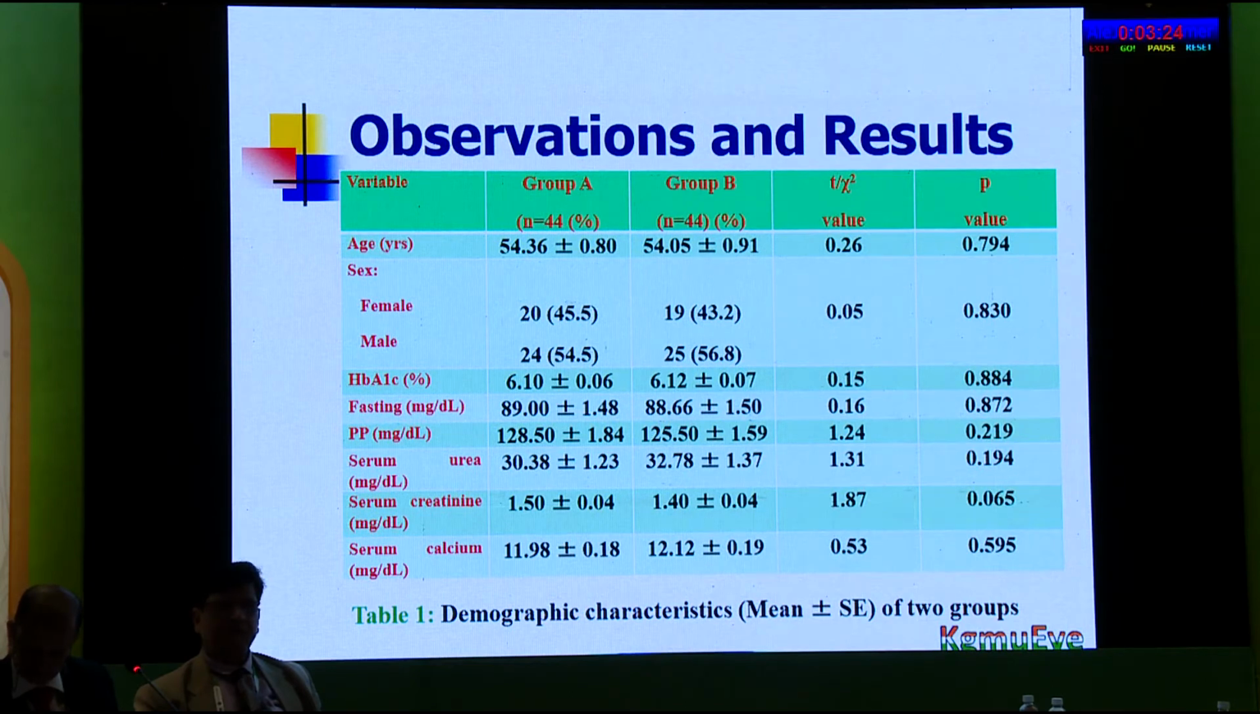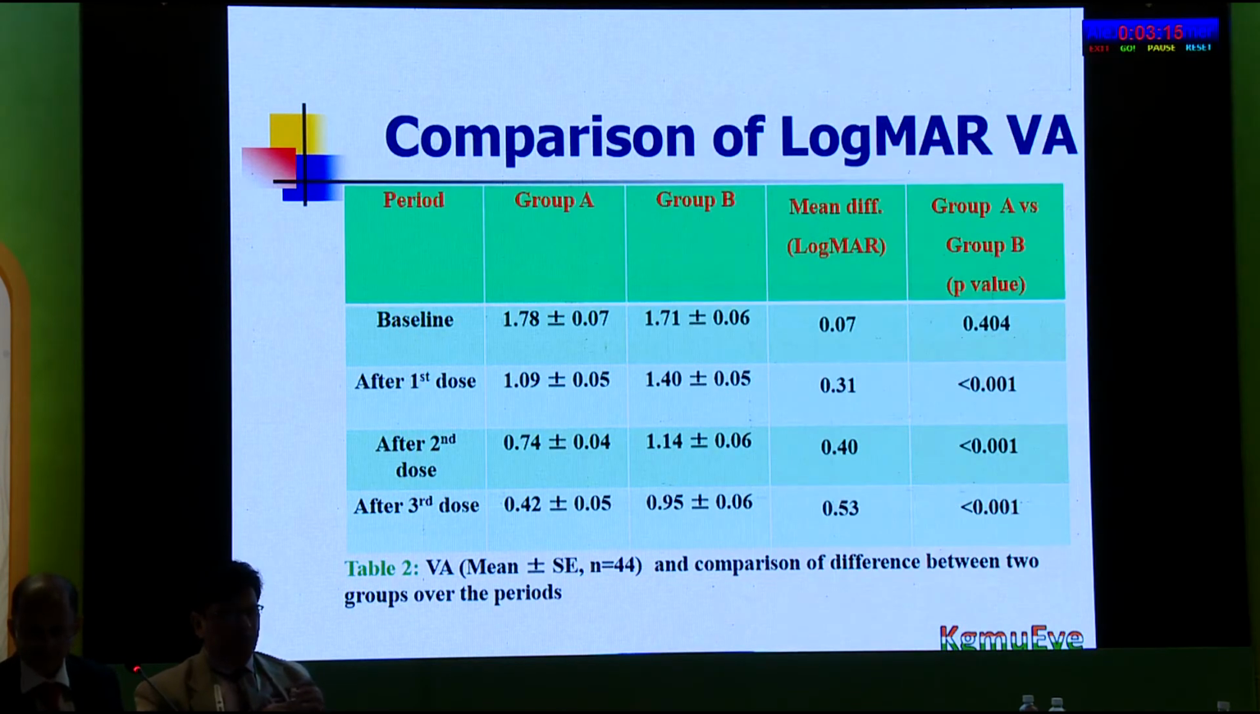Table 1 shows the demographic characteristics of the two groups. The p-value is not significant. That means both values are comparable. This table 2 shows the comparison of logMAR visual acuity.